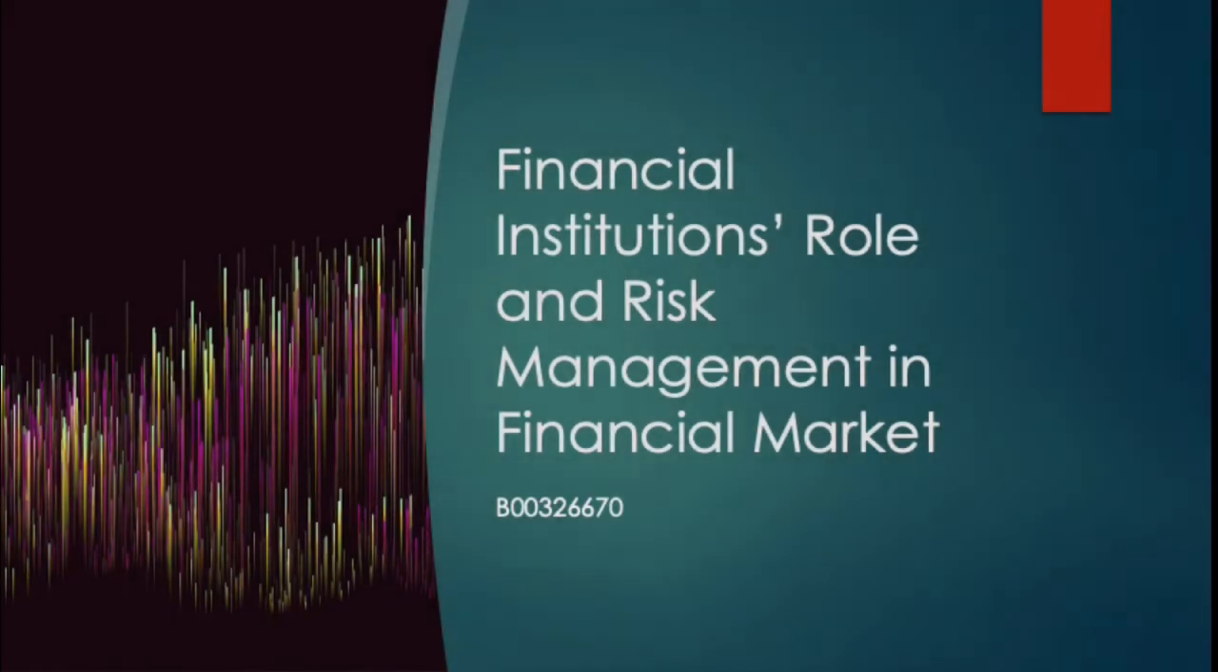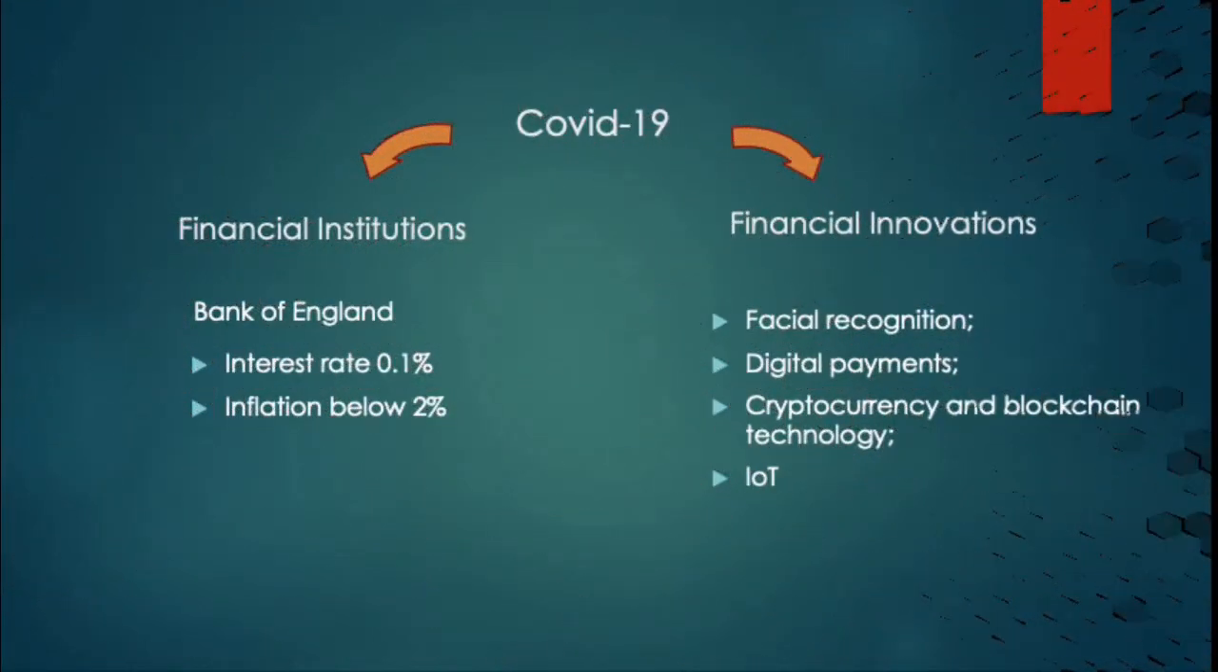The next topic is the financial institutions' role and risk management in financial markets. During this crisis, the financial institutions and innovations can play a supportive and stabilizing role for the economy. For example, the Bank of England holds the interest rate at almost zero level, aiming to increase lending and support businesses. The inflation rate is below 2%, which isn't so attractive for foreign investments.